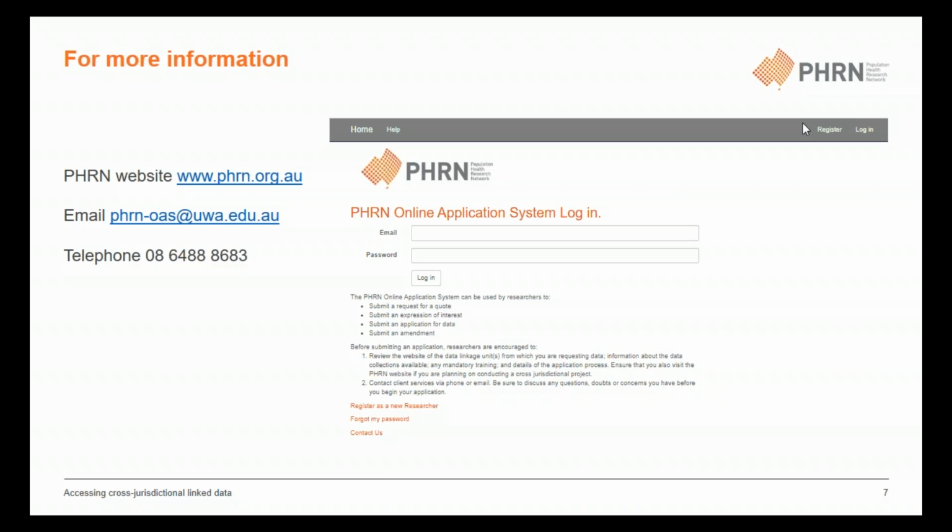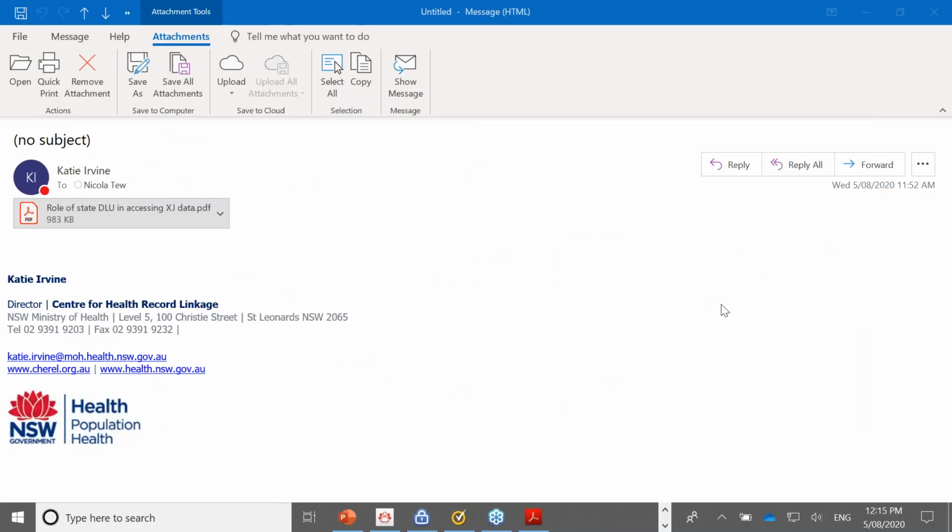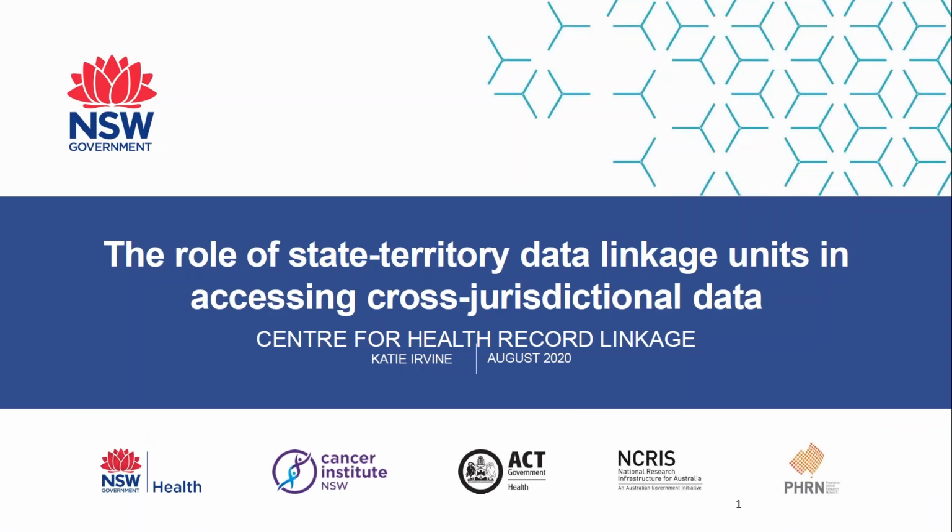And we're going to move on to our second speaker now, which is Katie Irvine, who's the manager of the Centre for Health Record Linkage, otherwise known as CHeReL, at New South Wales. And Katie's going to talk to us about the role of a state data linkage unit in accessing cross-jurisdictional data. So welcome, Katie, and I'll hand over to you.